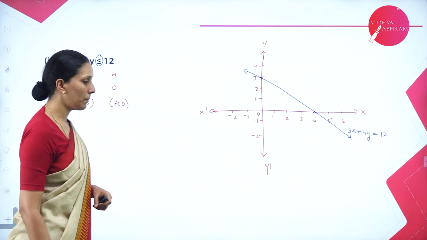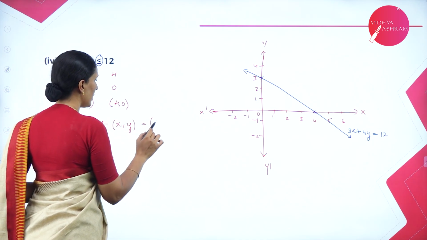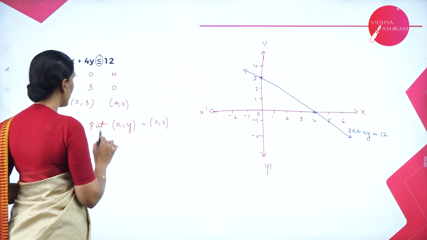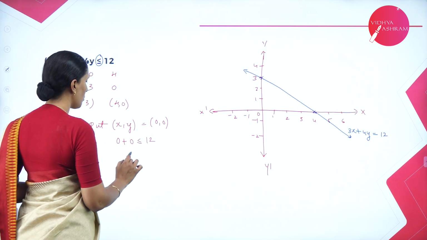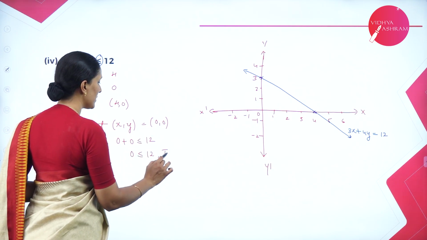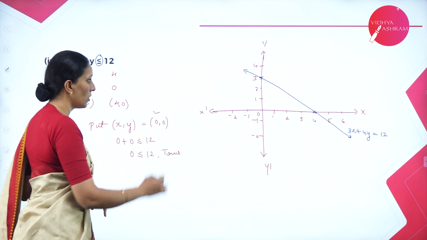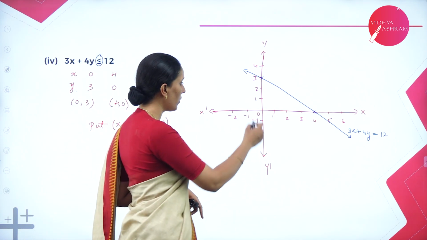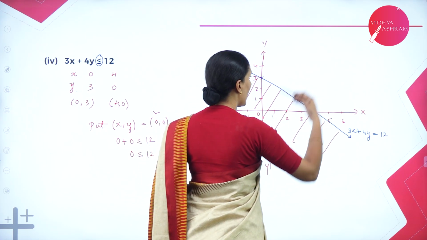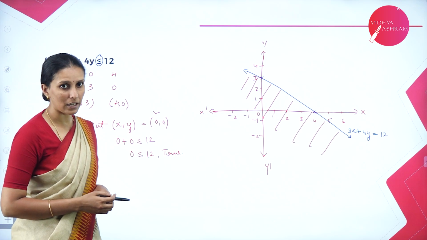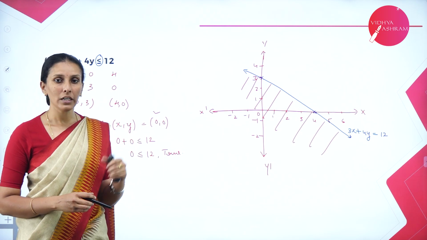Now to decide the feasible region, put x, y as 0, 0. Then we will get 3 into 0 plus 4 into 0 less than or equal to 12. So obviously 0 less than or equal to 12 is a true statement. That means my solution region contains (0, 0). So which is the region which contains (0, 0)? Clearly you can see this area contains the origin, whereas the other plane does not. So therefore, this shaded region will represent the solution for the given inequation.